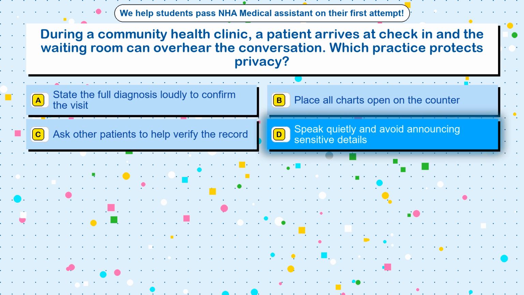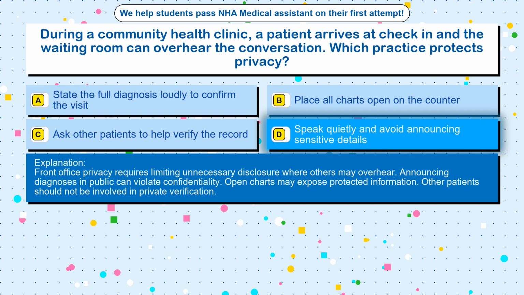Speak quietly and avoid announcing sensitive details. Front office privacy requires limiting unnecessary disclosure where others may overhear. Announcing diagnoses in public can violate confidentiality. Open charts may expose protected information. Other patients should not be involved in private verification.